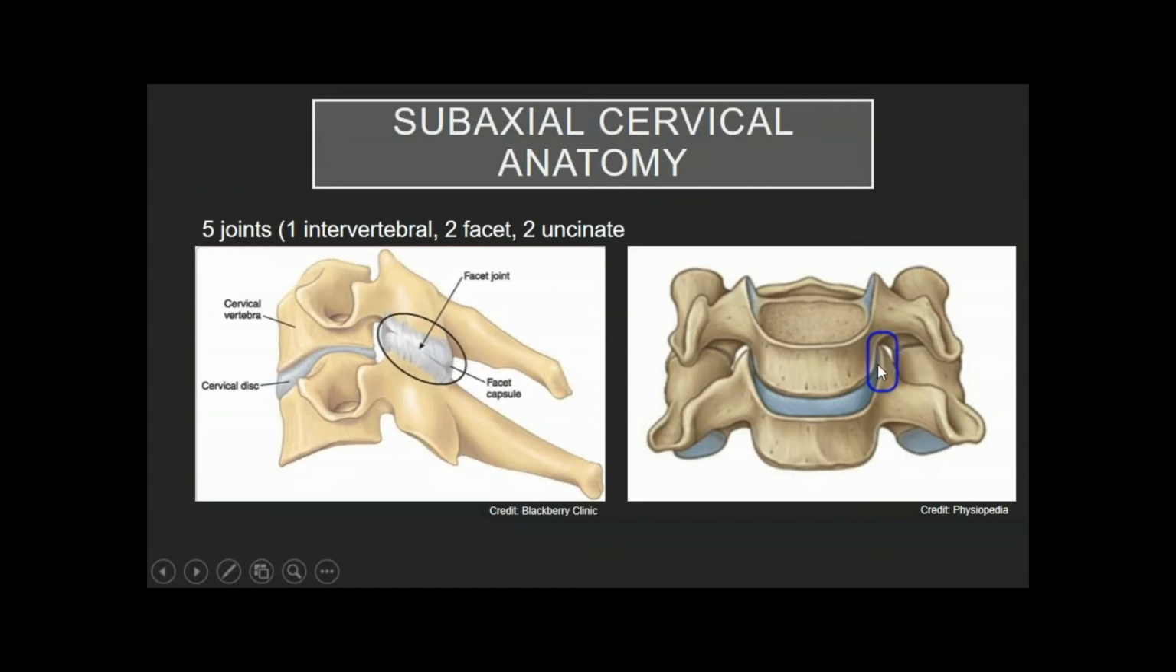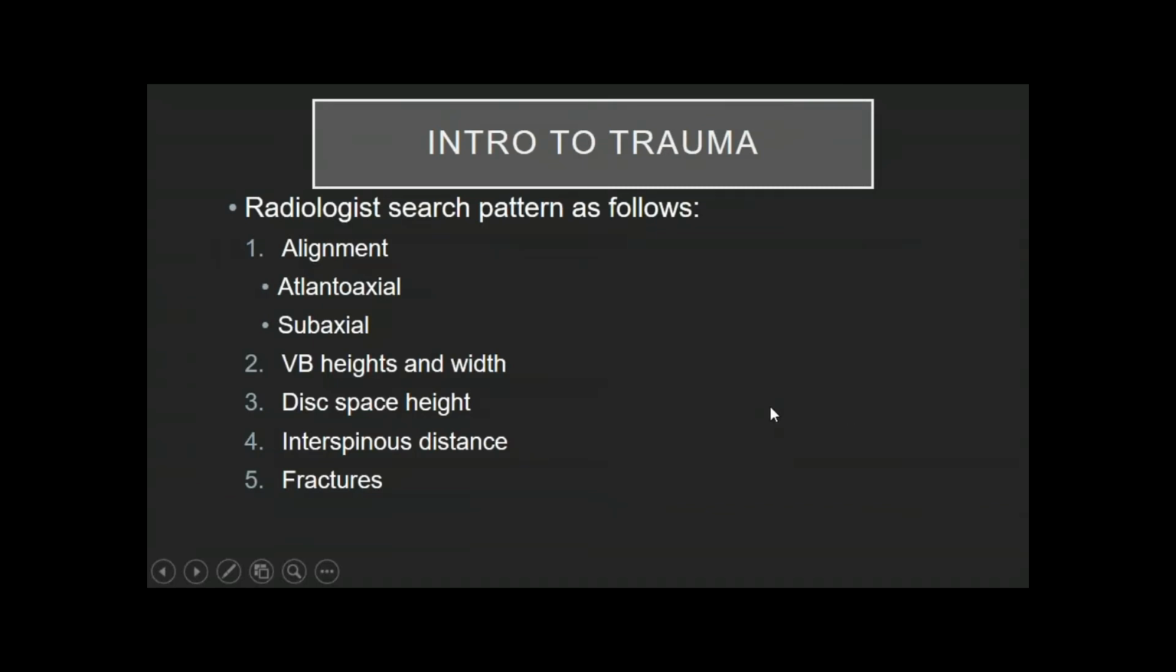Uncinate and uncovertebral mean the exact same thing. You just choose to use one depending on who you trained with and what they like to use. All right. That was pretty much the anatomy of the cervical spine that I want to highlight.